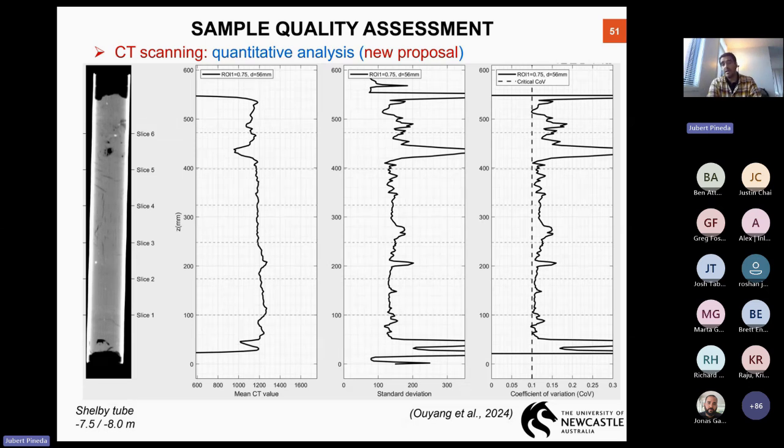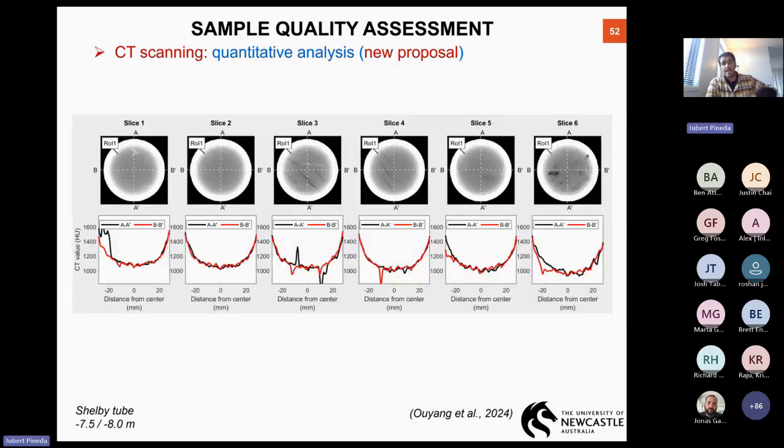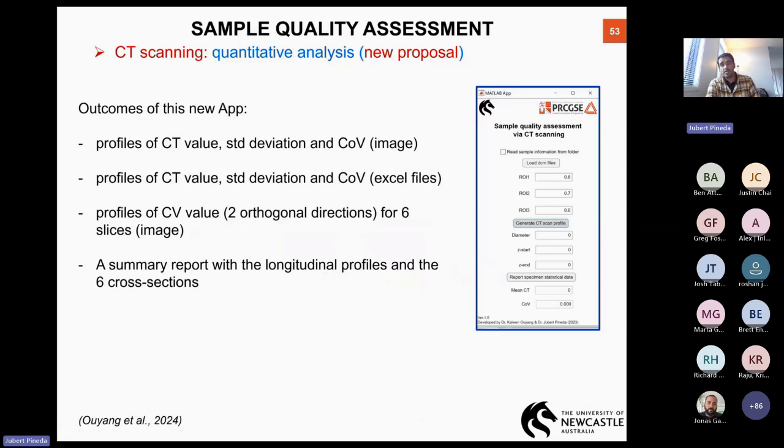So if the coefficient of variation is lower than 0.1, in theory, the density estimated through this analysis is reliable and is representative of the soil. But if this number is higher than 0.1, then there are a lot of heterogeneities within the specimen that most likely will be created by sample disturbance. So again, in the cross sections, you see that if you have cracks, you will be able to see it in those profiles.